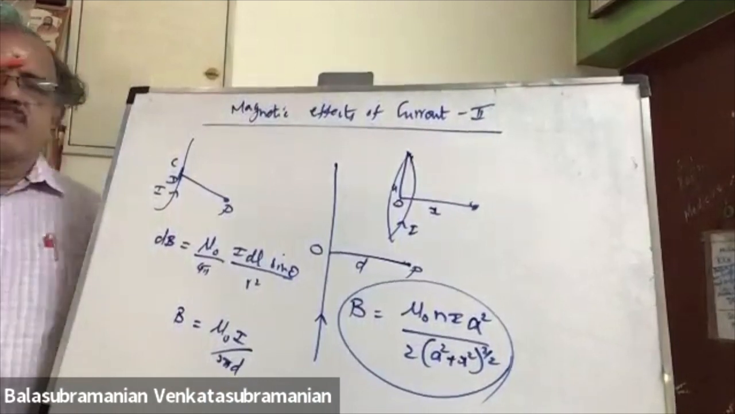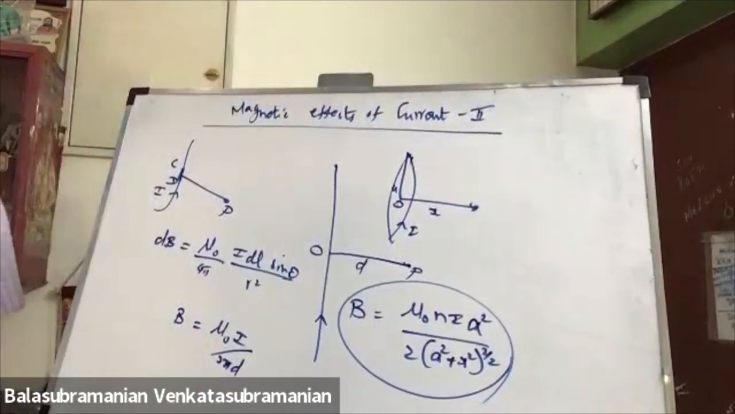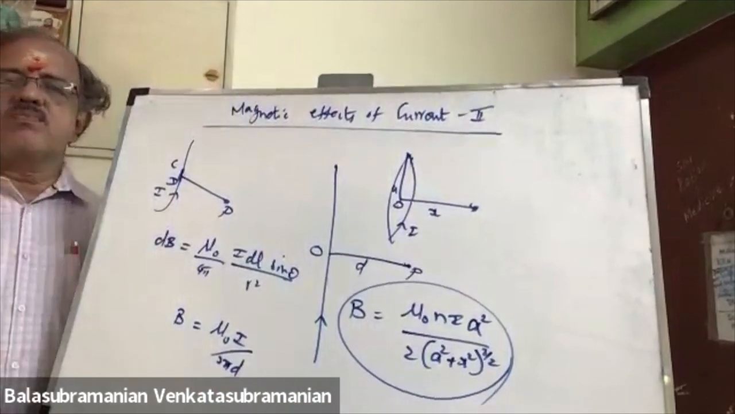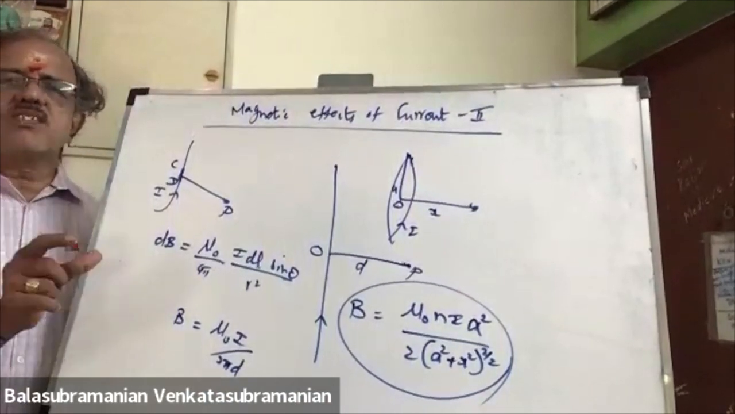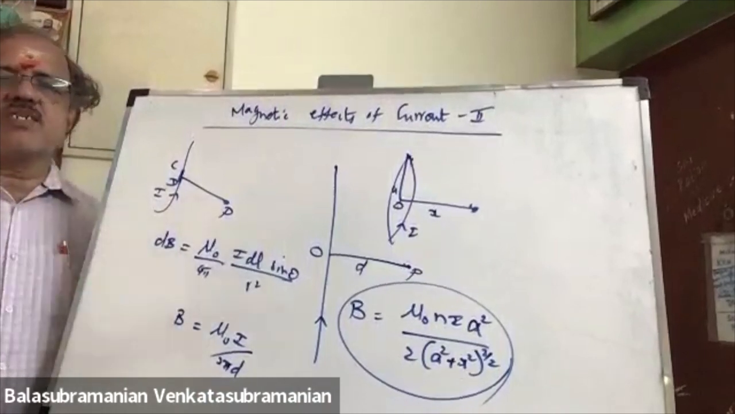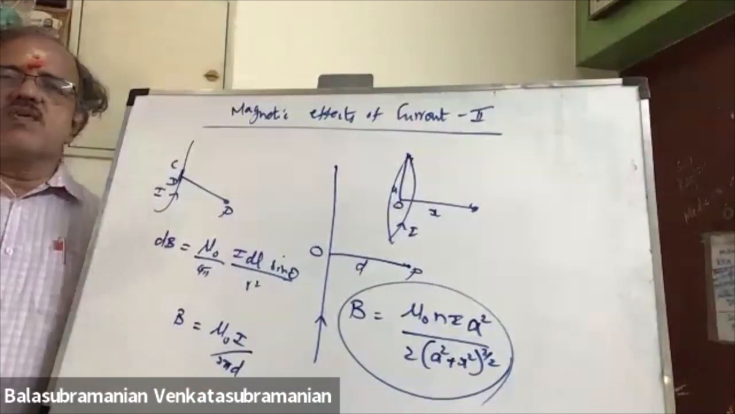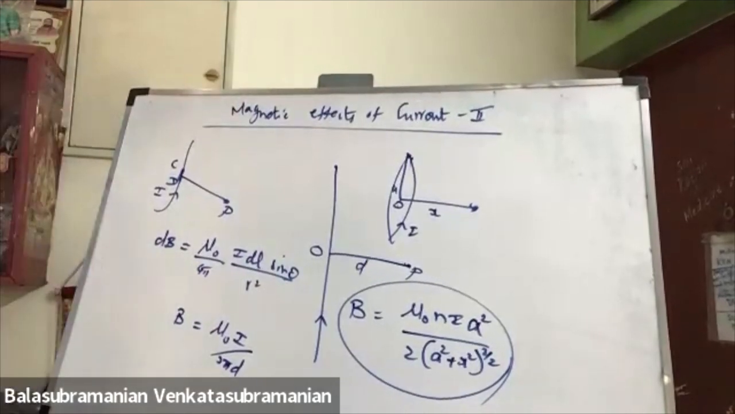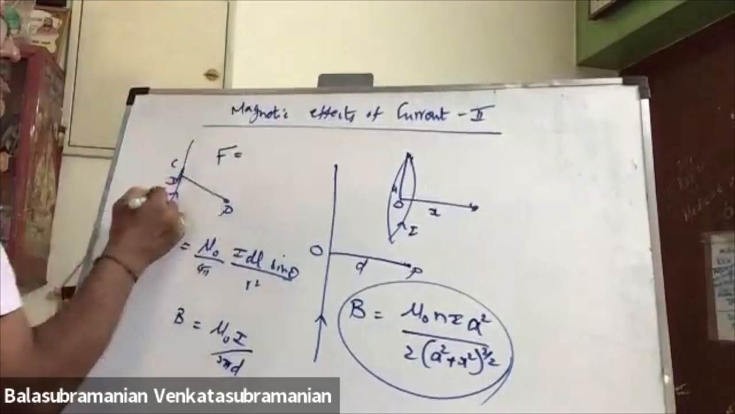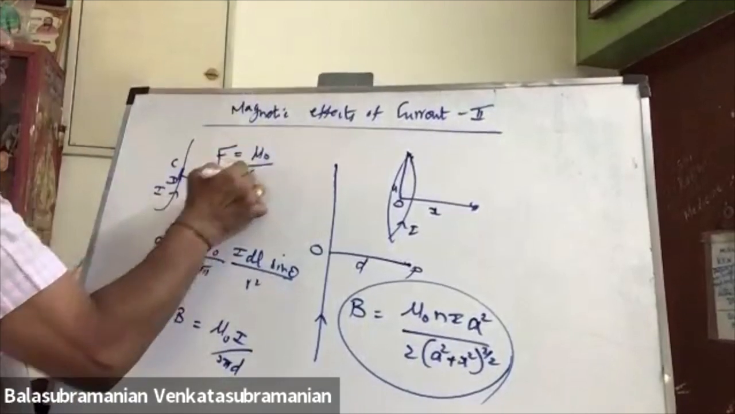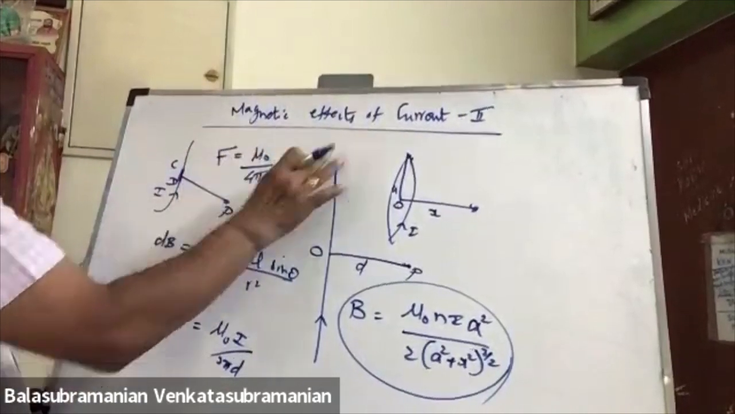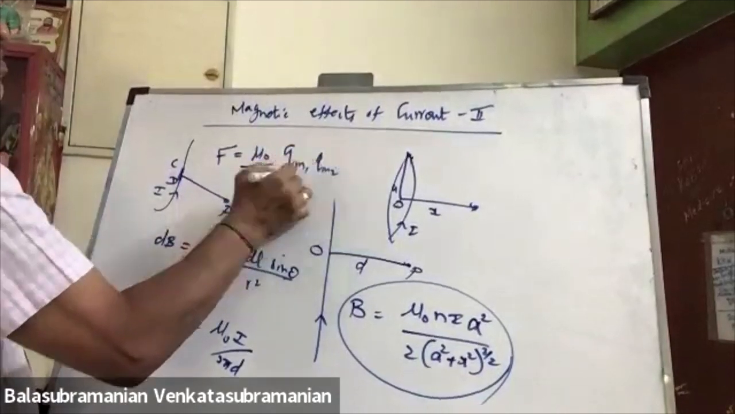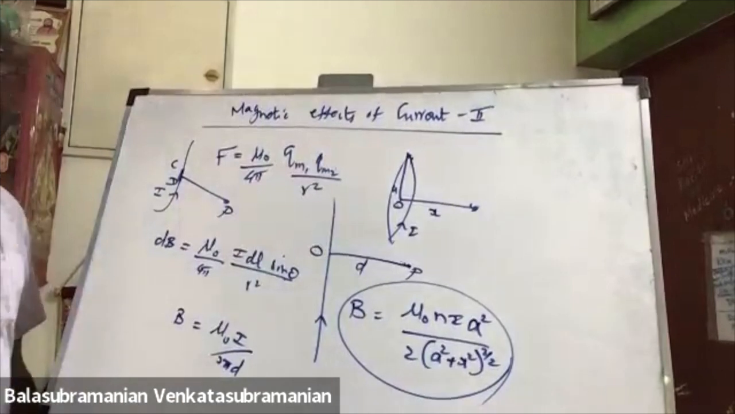Then, torque experienced by a magnetic dipole. Coulomb's inverse square law, similar to electrostatics. Coulomb's inverse square law in magnetism: the force between two pole strengths is F equal to mu naught by 4 pi Qm1 Qm2 by R square.